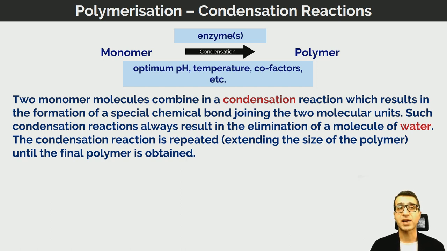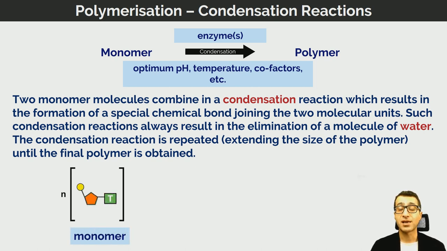So the condensation reaction is then repeated, and this extends the size of the polymer molecule until the final polymer molecule is obtained. Now, the notation that we're going to be using here should be familiar to most of you from GCSE. Here, for example, we have square brackets with an n in front of them to specify a large number of monomer subunits. In this case, let's use a nucleotide.